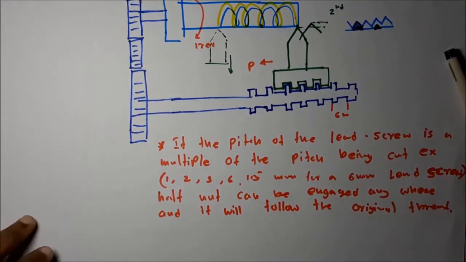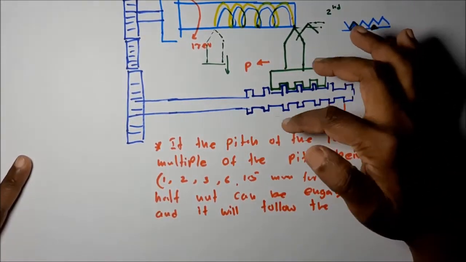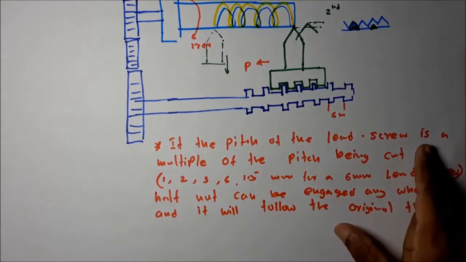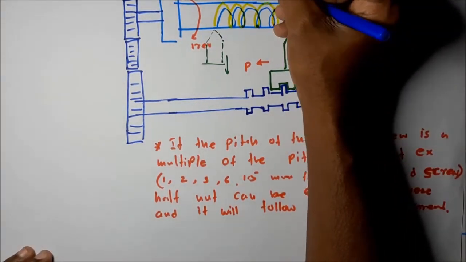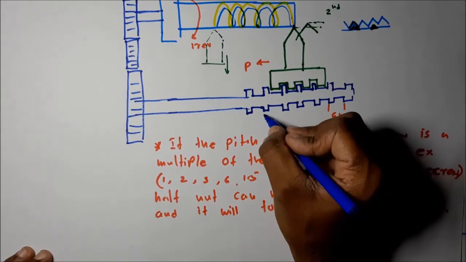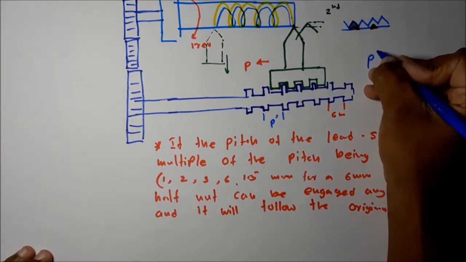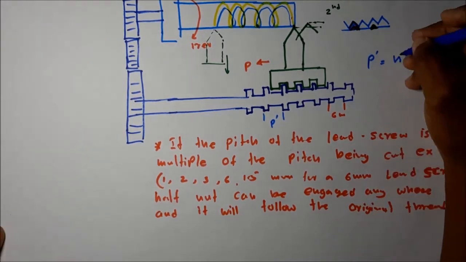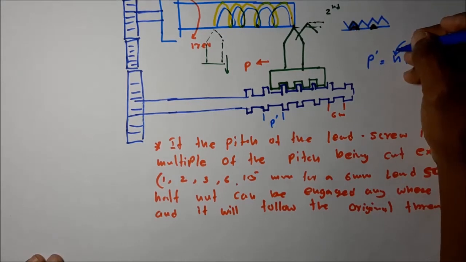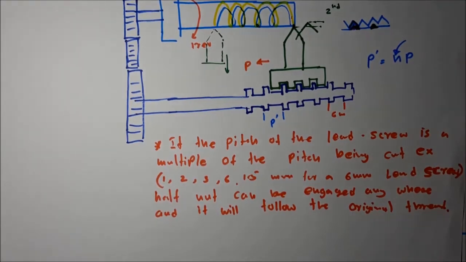Another important sentence: if the pitch of the lead screw is a multiple of the pitch being cut. That means, let's take the pitch being cut as P, and the pitch of the lead screw as P dash. If P dash is equal to N into P, N should be a positive integer.